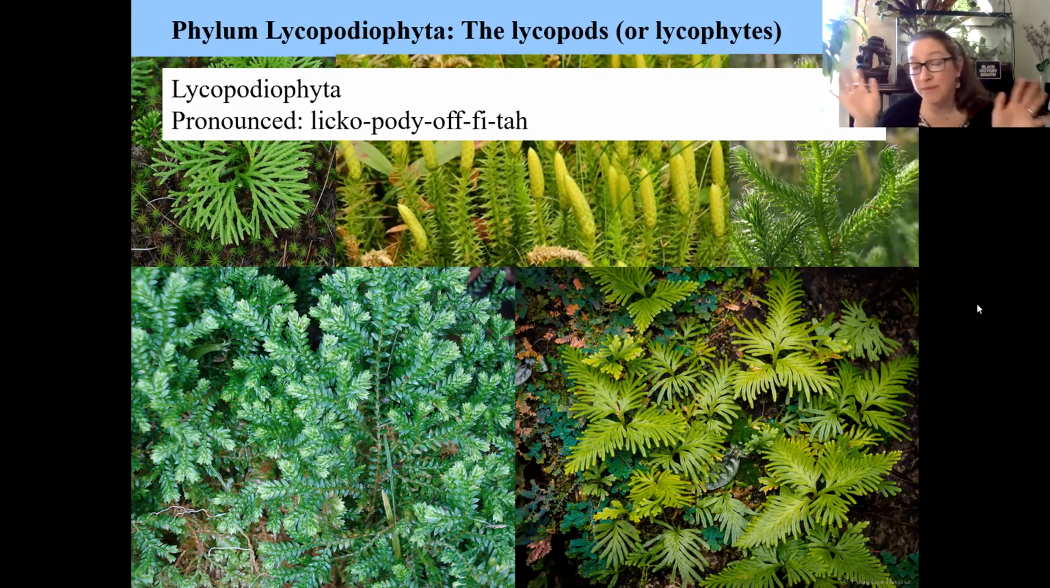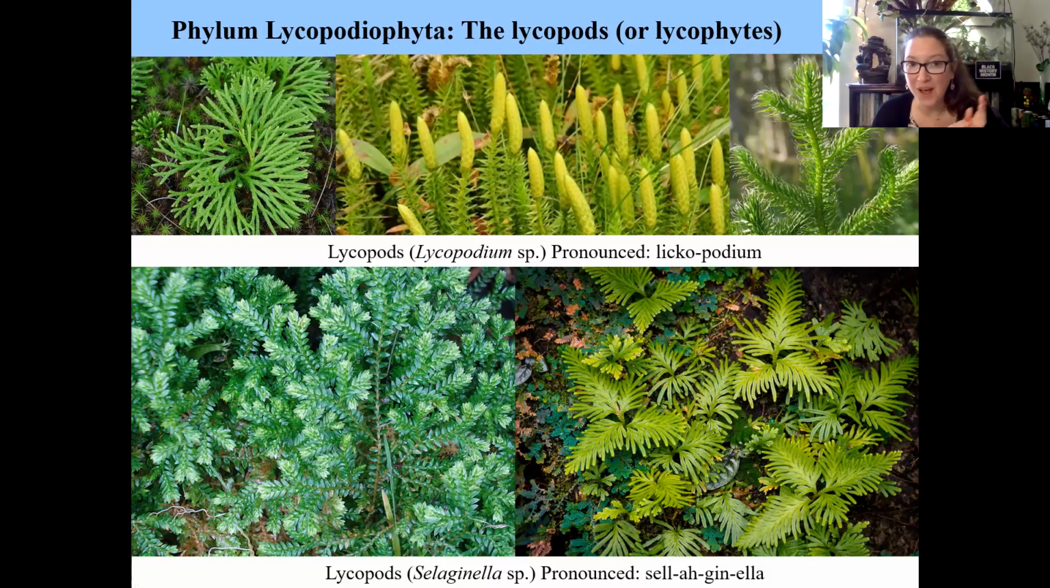I will admit, even as a botanist, these look kind of mossy. I'm not going to lie. With the naked eye, they do, especially that one on the bottom left. That looks pretty mossy, but they're not mosses. In fact, the ones on the top are from the genus Lycopodium, which is nicely named after the whole phylum name. And the ones on the bottom are from the genus Selaginella, and you can see the pronunciations right there. Both of which are lycopods. So Lycopodium is a type of lycopod, Selaginella is a type of lycopod.